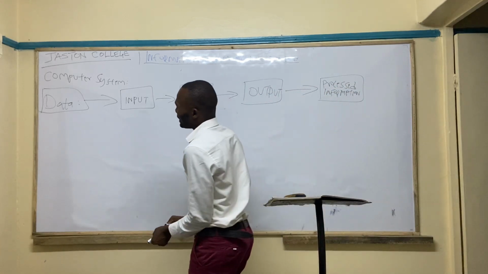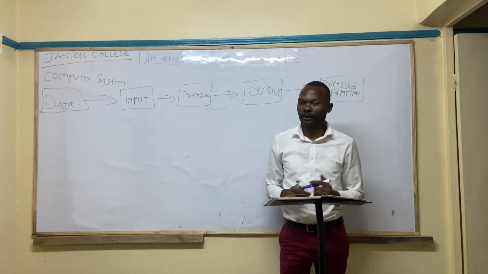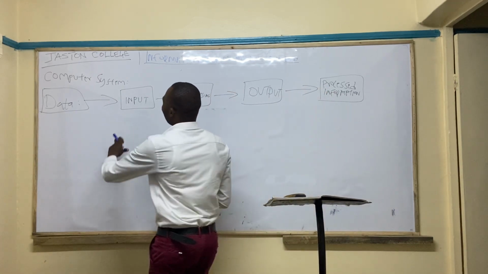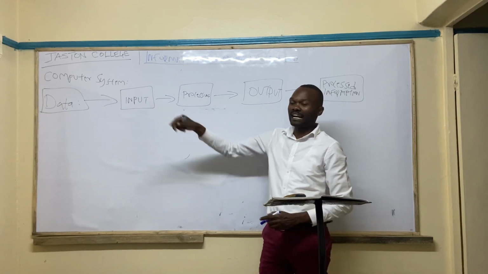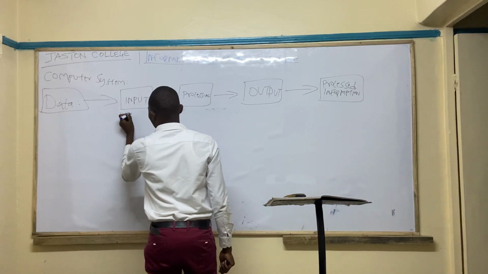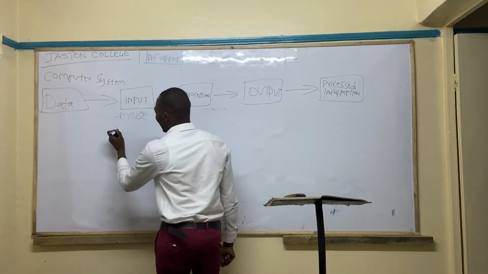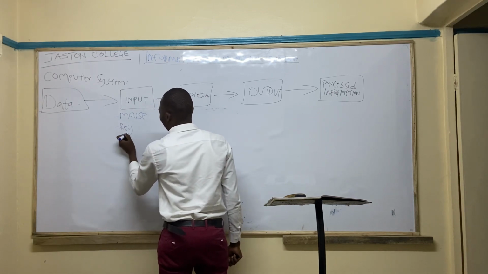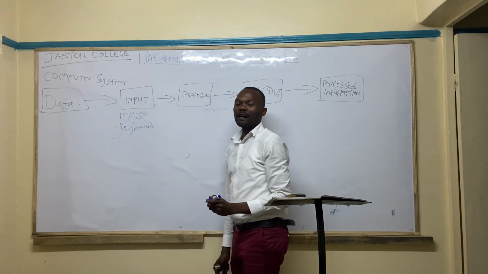Data can be anything. Let's say, for example, we are now reading this book here. Once we read the book, we input. So which are the machines, the gadgets, that we use to input? It can be a mouse. We can also have a keyboard. We can have a flash disk.